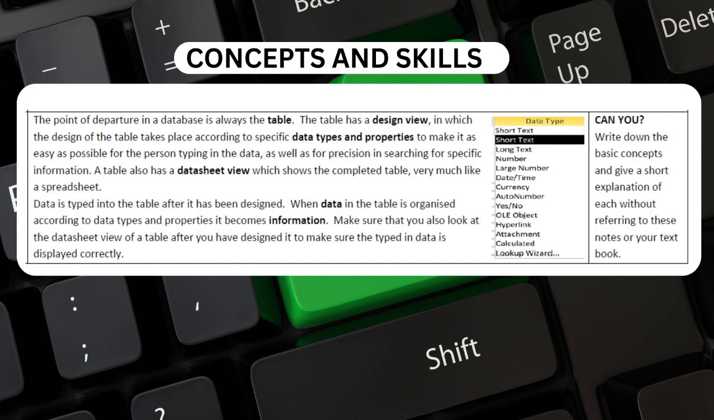A table also has a datasheet view which shows the completed table, very much like a spreadsheet. Data is typed into the table after it has been designed. When data in the table is organized according to data types and properties, it becomes information. Make sure that you also look at the datasheet view of a table after you have designed it to make sure the typed-in data is displayed correctly.